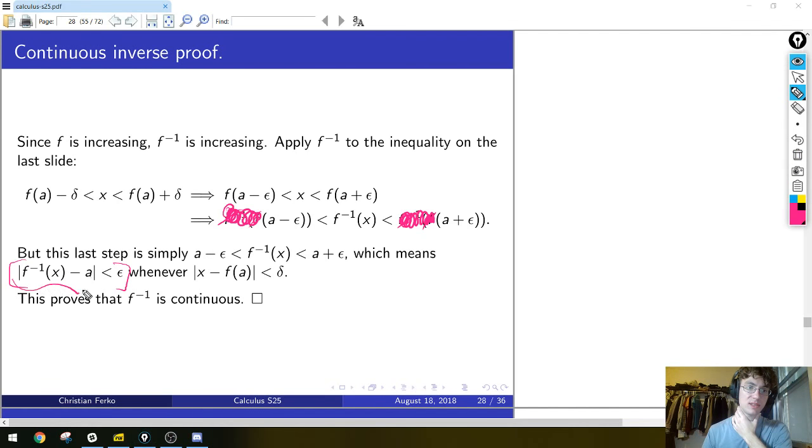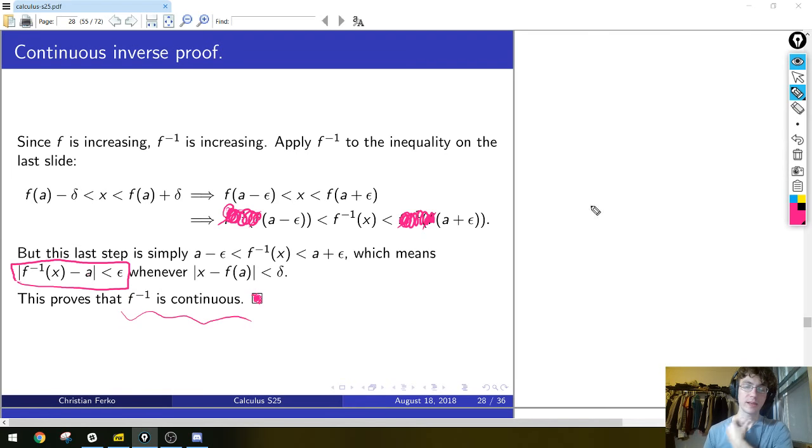This is exactly what appears in the definition of the limit. So we've shown how to choose a delta, and with that choice of delta, f inverse is always epsilon close to the value it reaches. So that proves the inverse is continuous.